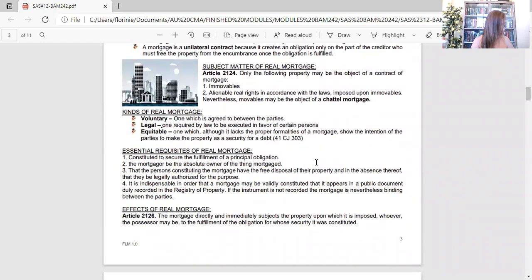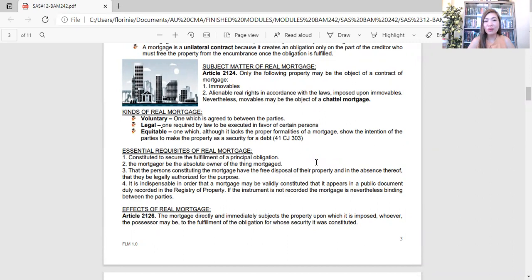So, ano bang subject matter ng real mortgage? Article 2124, only the following property may be the object of contract of mortgage. Siyempre ay immovables. And then next is alienable real rights in accordance with the laws imposed upon immovables. Nevertheless, movables may be the object of a chattel mortgage.